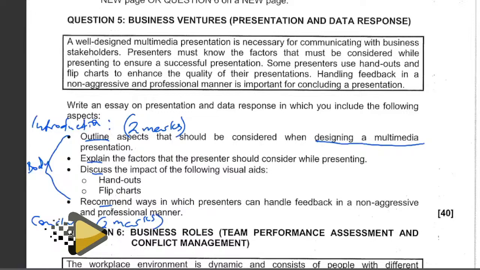Okay, right. So now let's move on to the factors that should be considered while you are doing your presentation. You must rehearse to ensure a confident presentation. Consider the time frame for the presentation. Find out about the venue for the presentation.